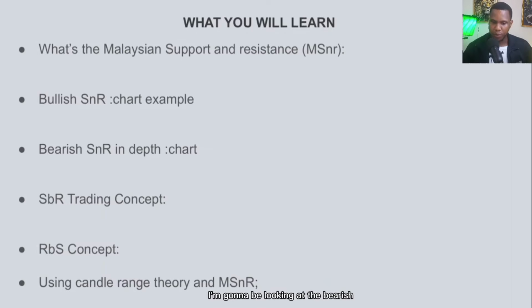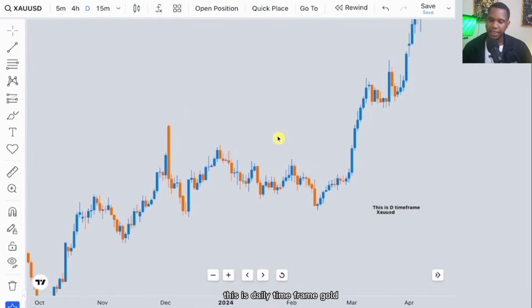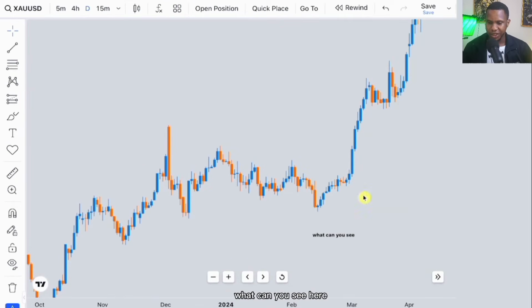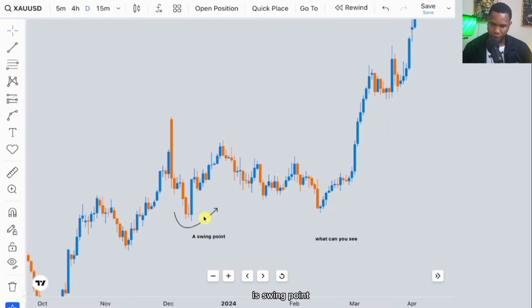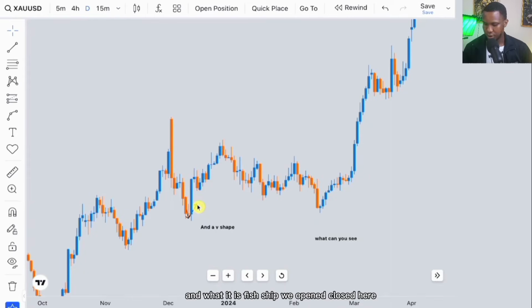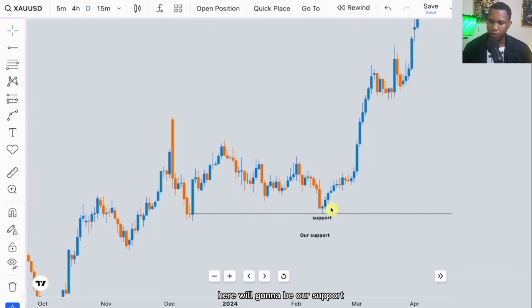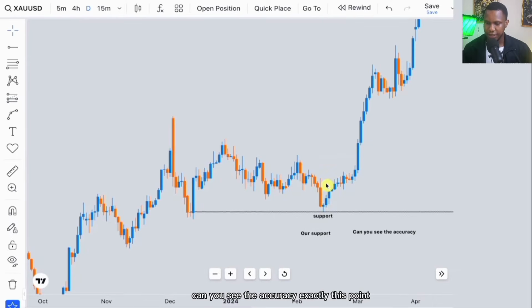Heading on, I'm gonna be looking at the bearish and bullish examples of this in charts. This is daily time frame gold. What can you see here is a swing point and a V shape. We opened, closed here, opened, closed here. Here can be our support. Can you see the accuracy? Exactly this point. So I'm gonna make my entry here.